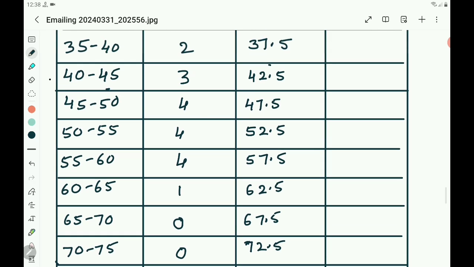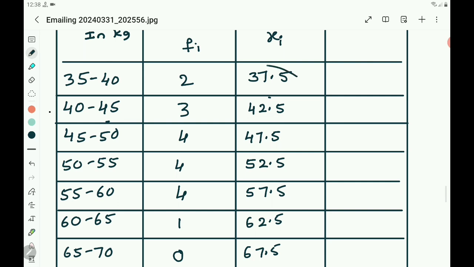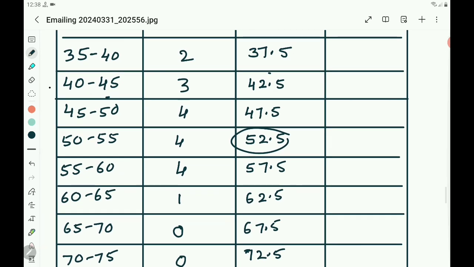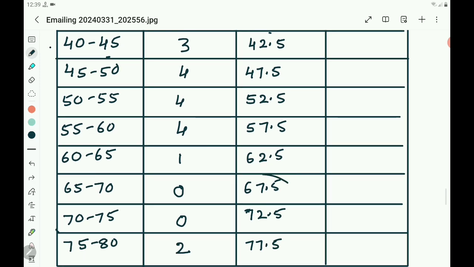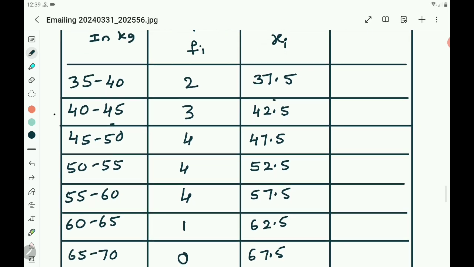77.5. Here the size of the class is 5. If you got the first xi, then you can add 5 to each. You know that 37.5 plus 5 is 42.5, plus 5 is 47.5, plus 5 is 52.5, plus 5 is 57.5, plus 5 is 62.5, plus 5 is 67.5, plus 5 is 72.5, plus 5 is 77.5, because the size of each class is 5. If you got the first xi, the next xi can be obtained by adding 5 to the previous one.